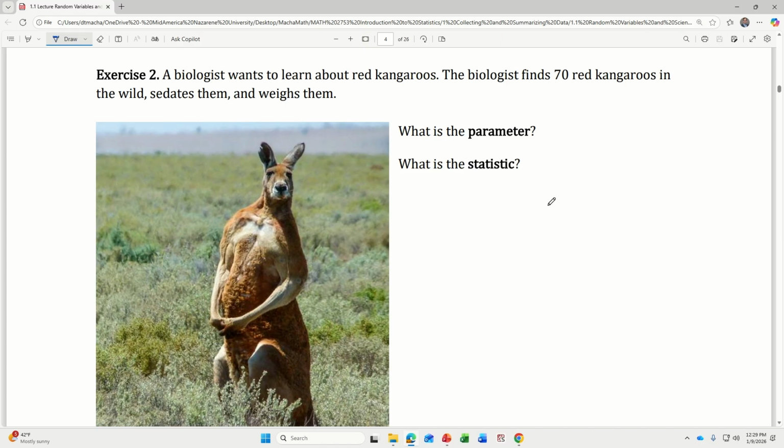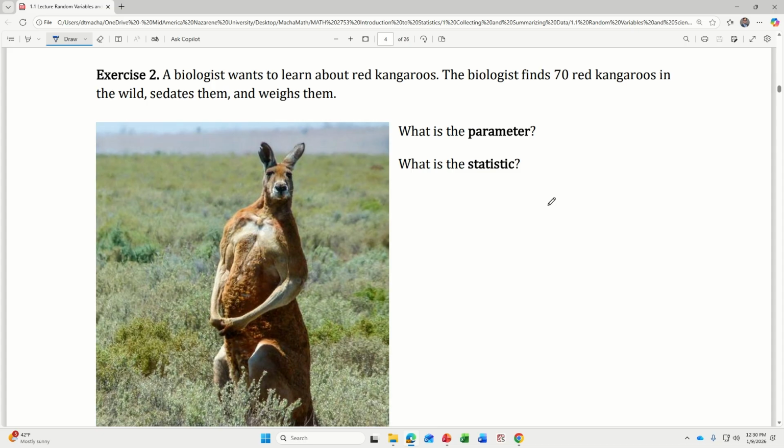Specifically, if I'm knocking these kangaroos out and weighing them, I'm trying to learn about the typical average weight of the population of red kangaroos. I'm doing that by taking a sample of them, weighing them, and then probably calculating an average, right? But the average from the sample that I calculate is not the same as the average for the whole population, right? The average for the whole population, that's a parameter.